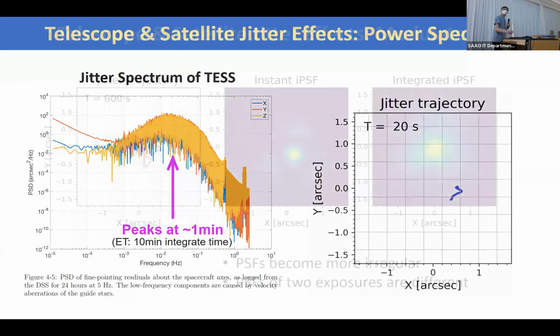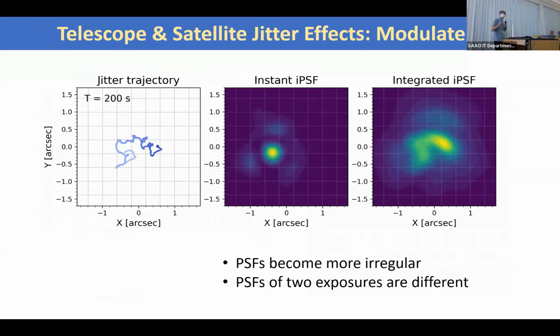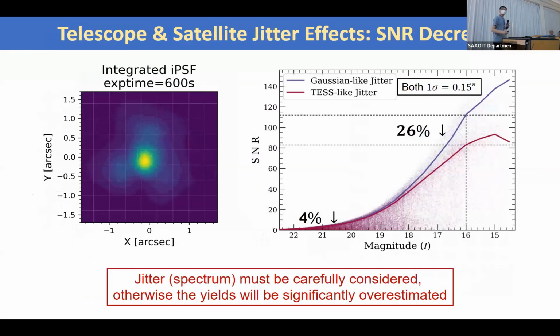Under this trajectory, here I show how the integrated PSF is affected by this. You can see the PSF becomes irregular under this kind of jitter, and also the PSFs of two different exposures will be significantly different.